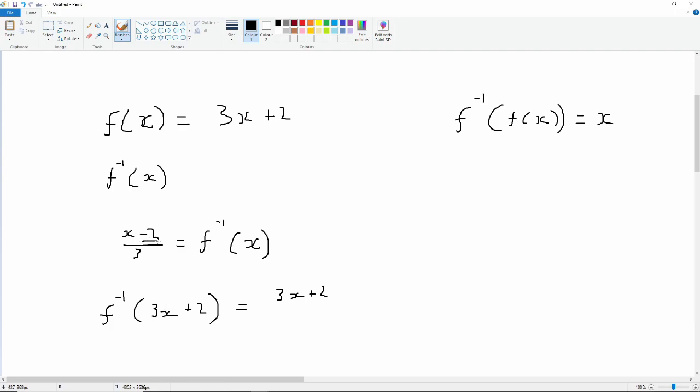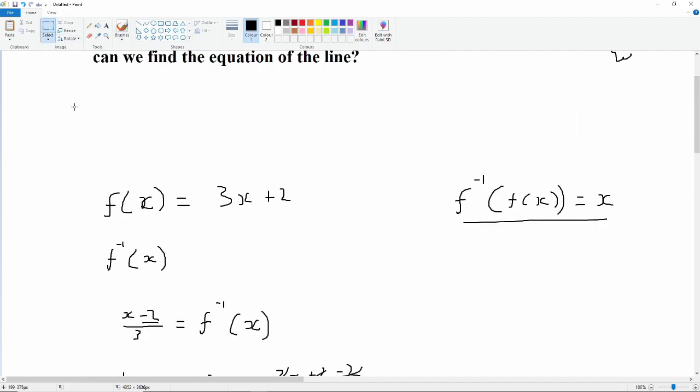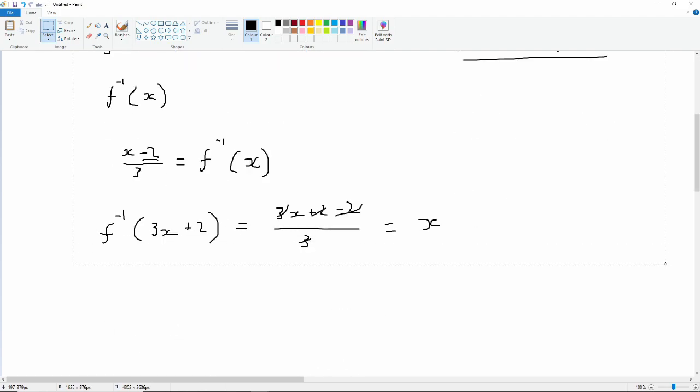And then we're subtracting 2. And then we're dividing the whole lot by 3. Okay, well, plus 2 and minus 2 cancel out, and the 3's cancel out, and we're left with x, which is exactly what we were hoping for as the inverse of f of x. So that's something else we can do with functions. We can find the inverse of the function.